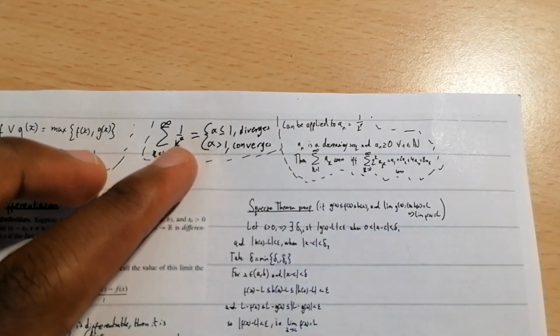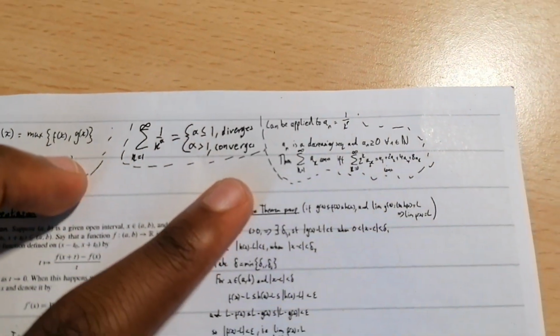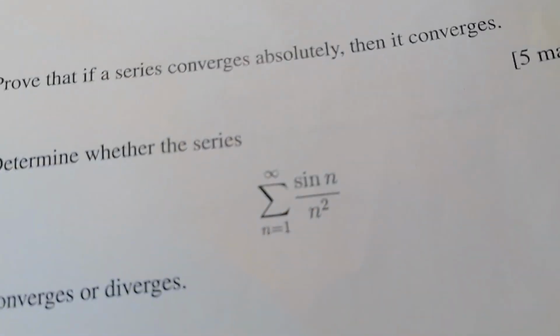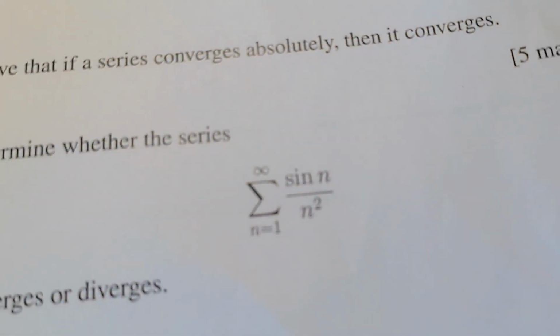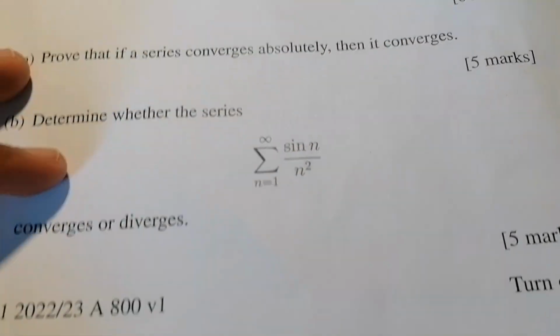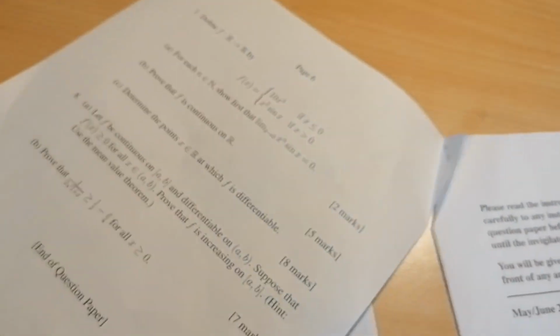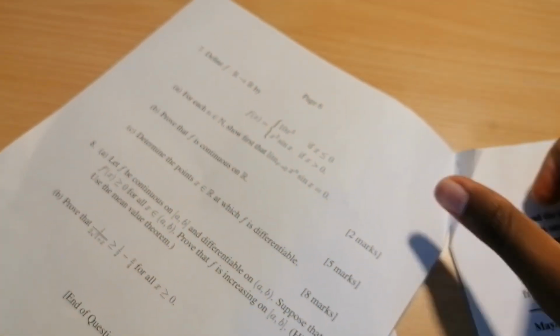So if the power is greater than 1, then it converges, of course. 1 over n squared, that converges. And therefore, by the comparison test, this converges. So I was happy with that. Okay, and then question 7 actually was okay, to be honest.